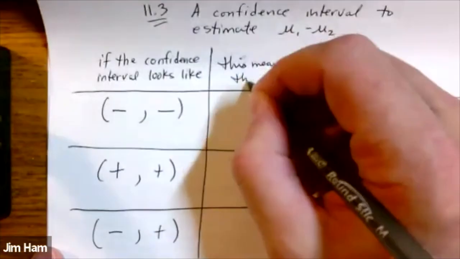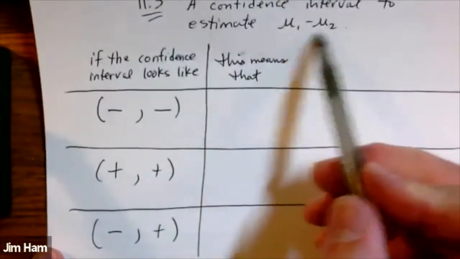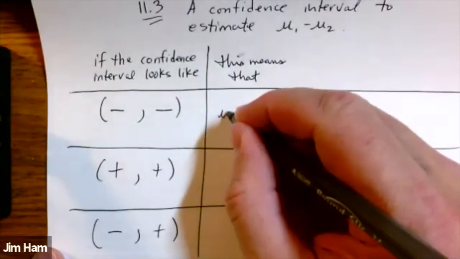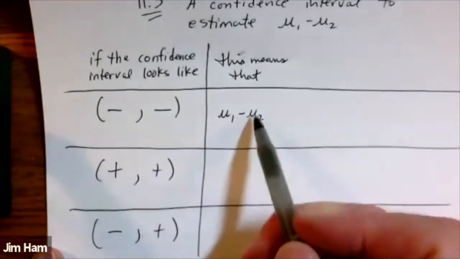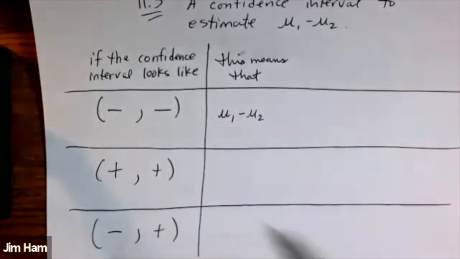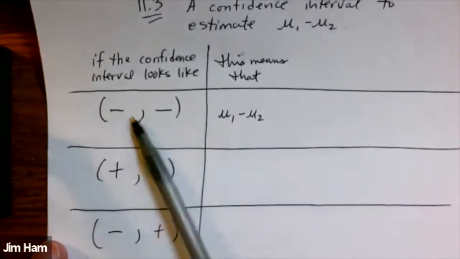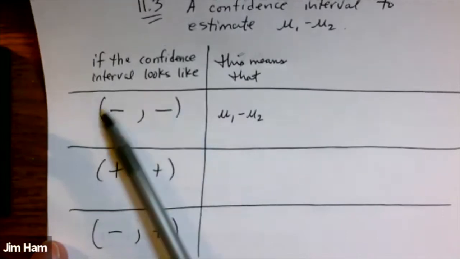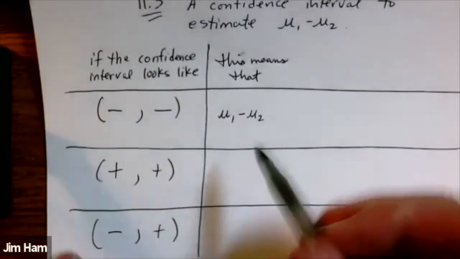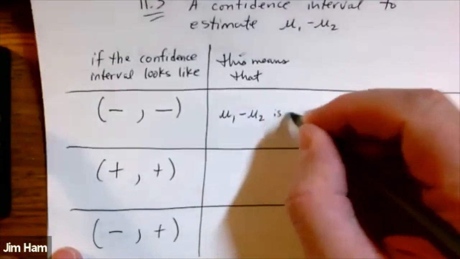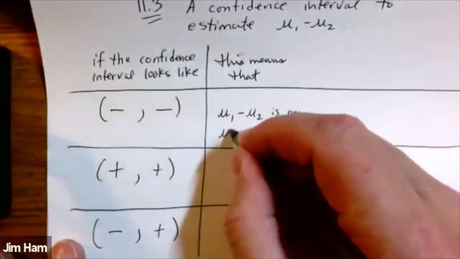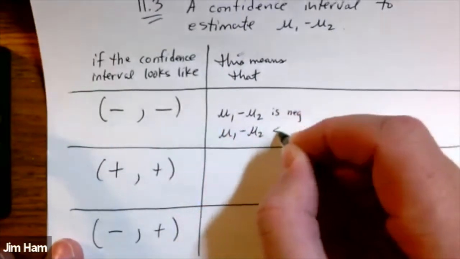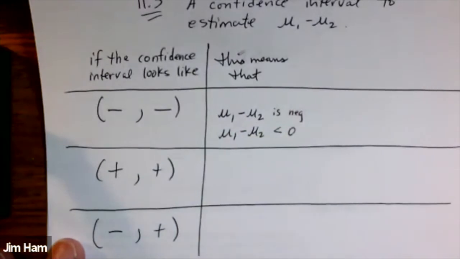This means that, since we're estimating mu1 minus mu2, what we would be saying from this confidence interval is that we're 95% confident, or 99% confident, whatever the confidence level is, that the difference of these two falls in this interval. And since every number in this interval is negative, we would be saying that mu1 minus mu2 is negative. We're 95% confident of that. Mathematically, the way we write that is mu1 minus mu2 is less than 0. Negative means less than 0 in math.